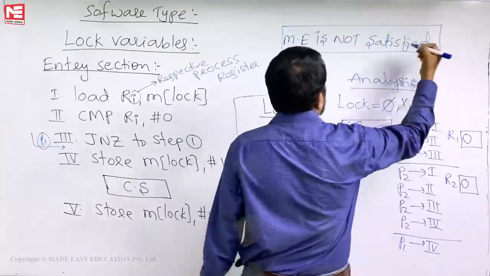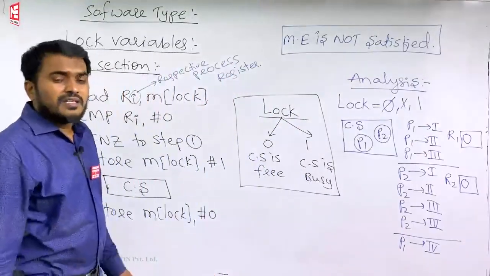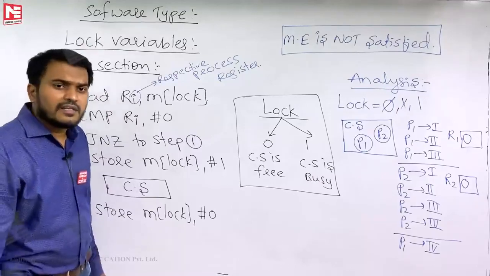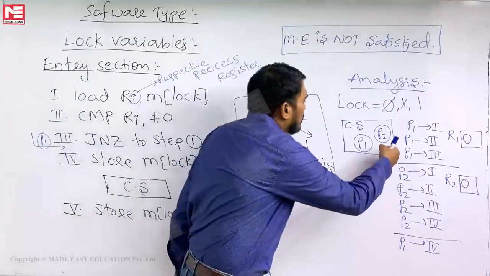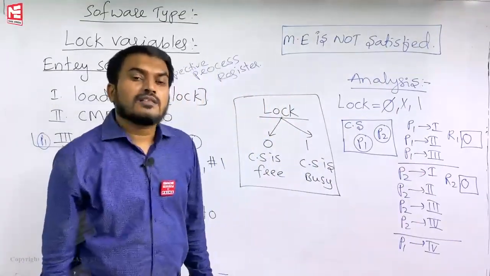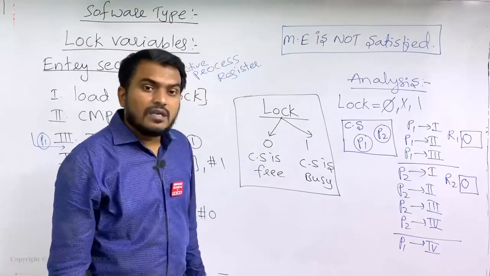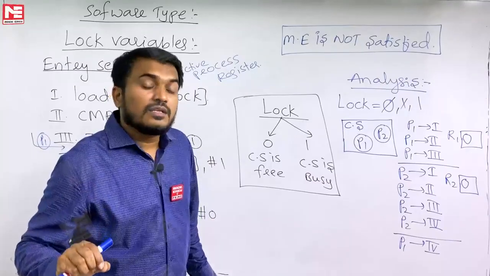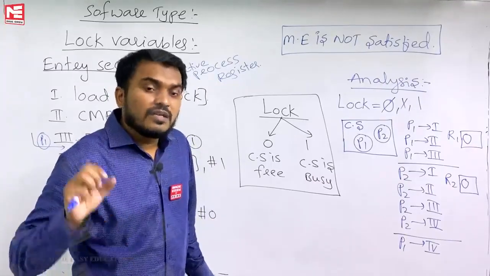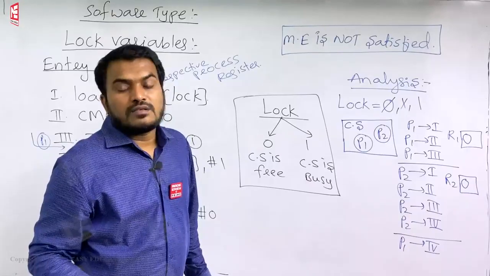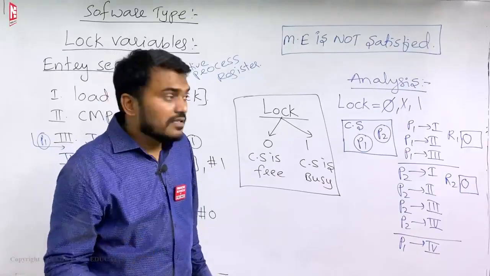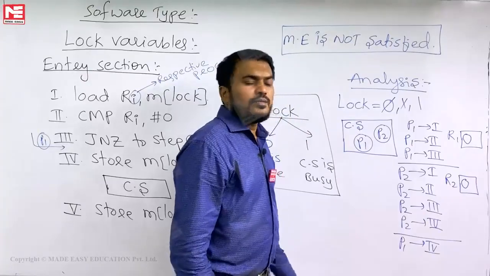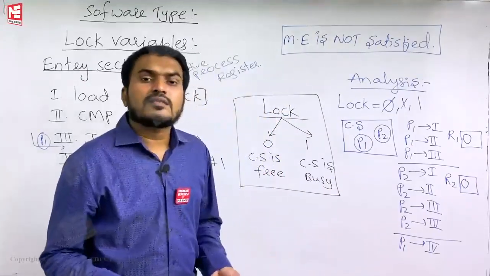What is the important point you should remember? Inside the critical section, how many processes should be present? Only one process should be present inside the critical section. But what happened here? Two processes are coming into the critical section at the same time. So mutual exclusion is not satisfied and the solution is considered to be incorrect. This is the wrong solution. Mutual exclusion failed, so obviously that is a wrong solution.